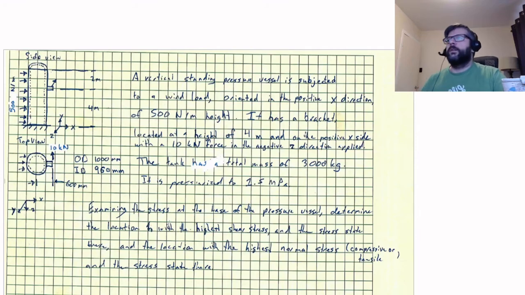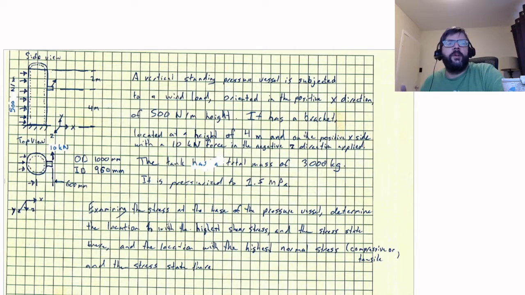Okay, so let's do this problem here. What we have is a vertically oriented pressure vessel. It's 6 meters tall, 1 meter in diameter with a 20 millimeter thickness, so inner diameter of 960 millimeters. And it has a couple of loads applied to it, obviously.